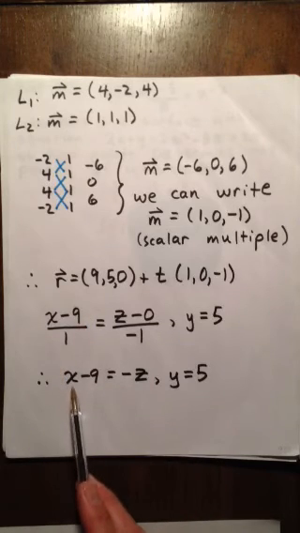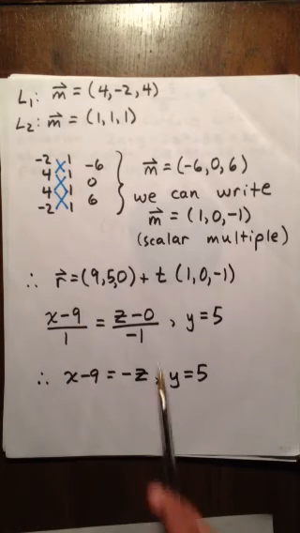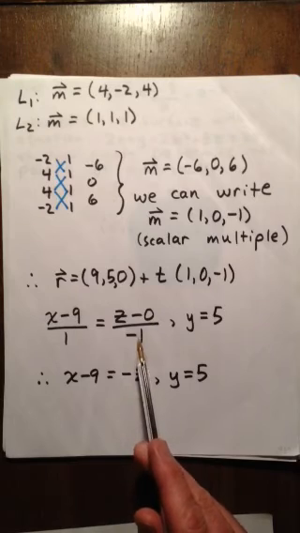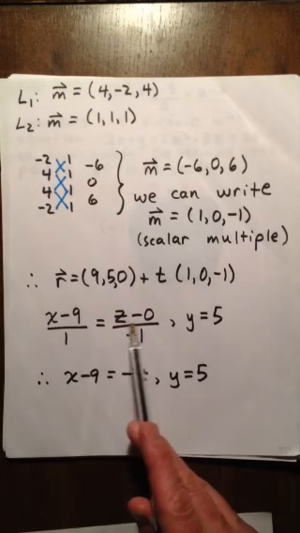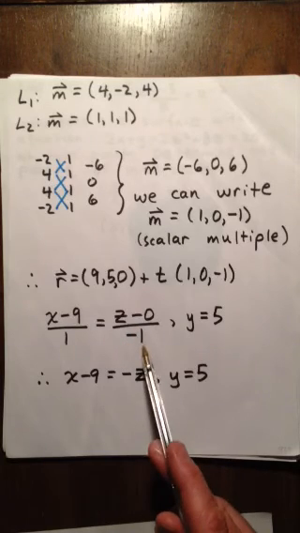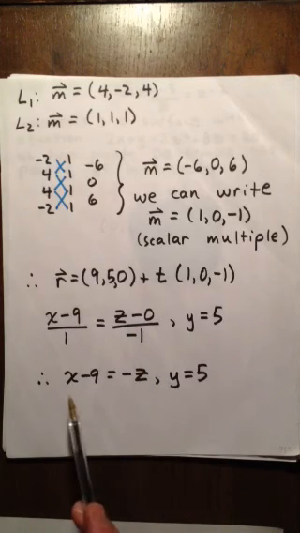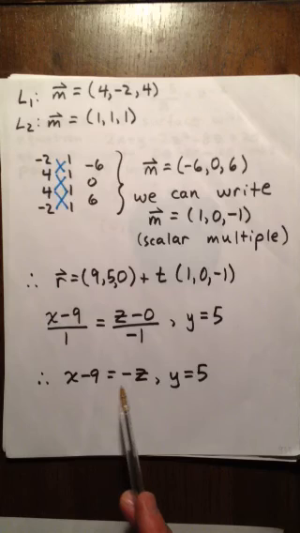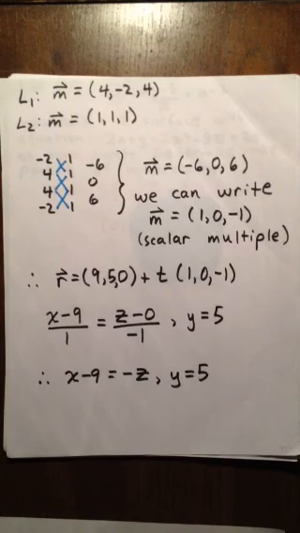(x - 9)/1 is the same as x - 9. And (z - 0)/-1, that numerator is the same as z. And dividing by -1 is the same as multiplying by -1. It has the same effect. So we can say x - 9 equals -z and y equals 5.